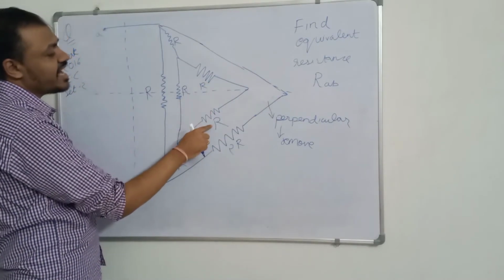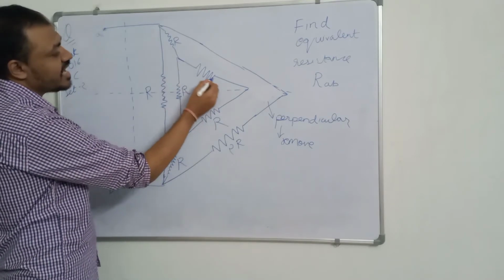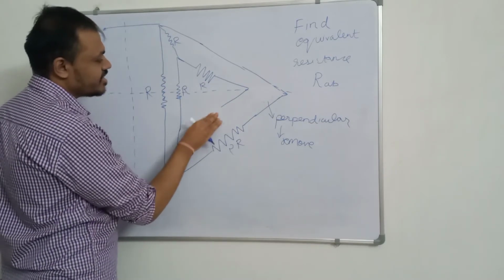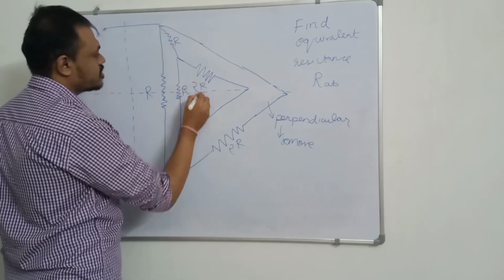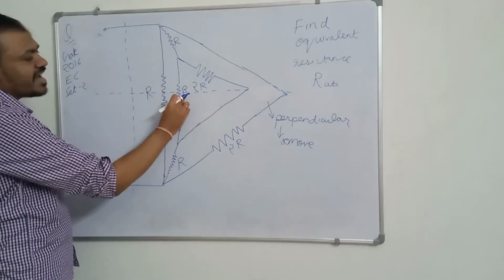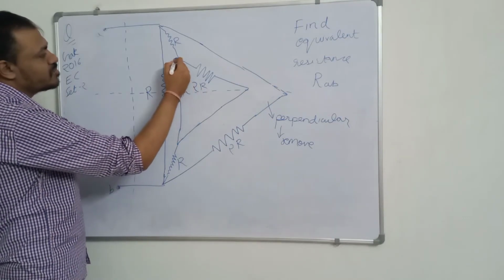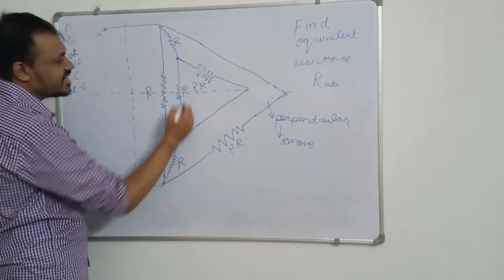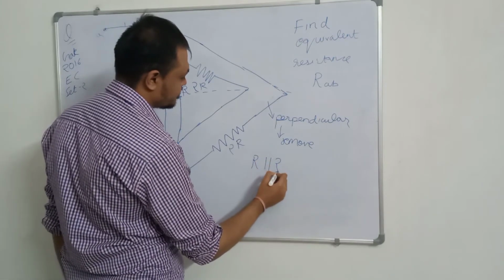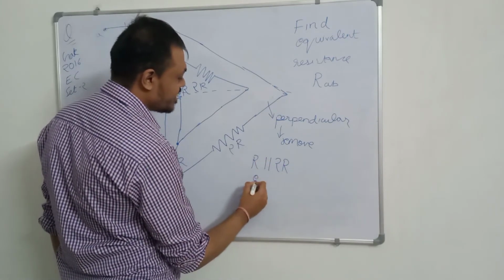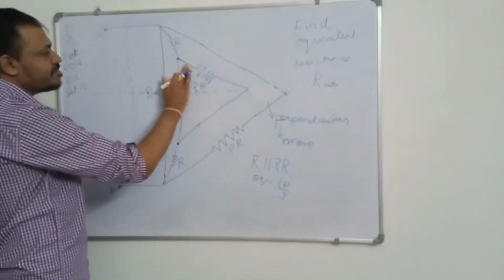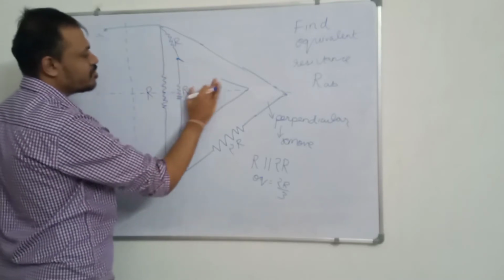Now this R and this R are also in series, so we can replace them by a single resistor of 2R. Now this R and this 2R are in parallel, because from this terminal to this terminal this R is connected and this 2R is also connected. So R and 2R in parallel have an equivalent of 2R upon 3. So we can simply replace it by a single resistor of 2R upon 3.